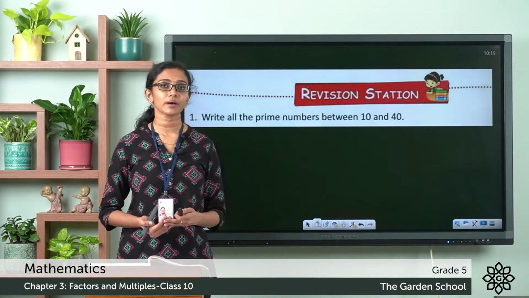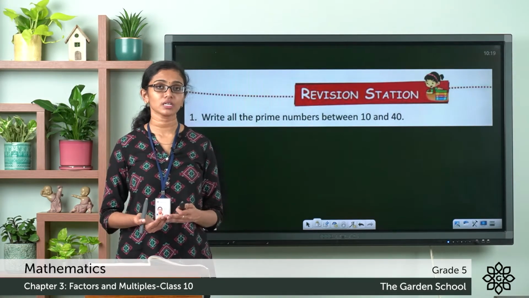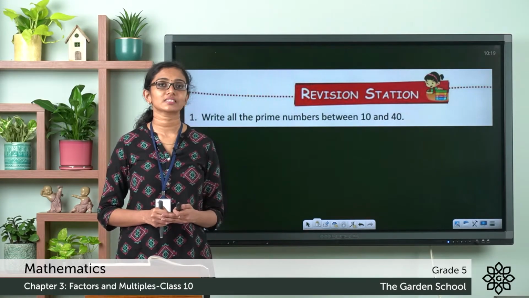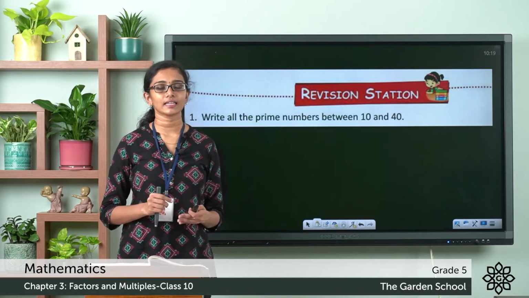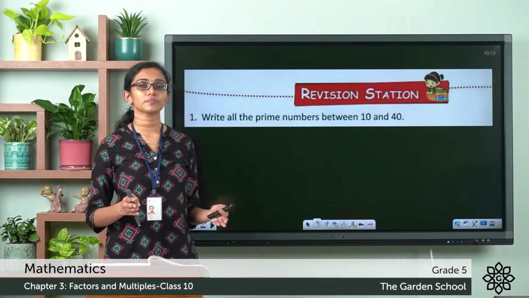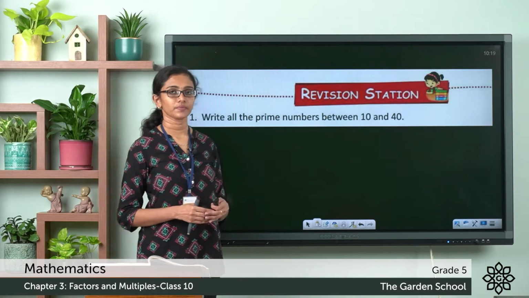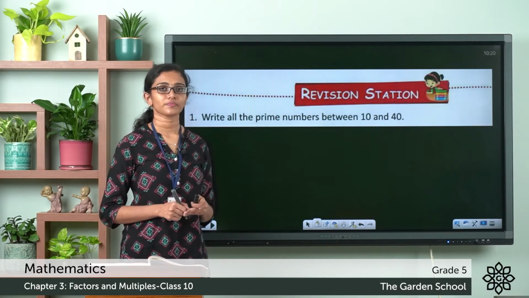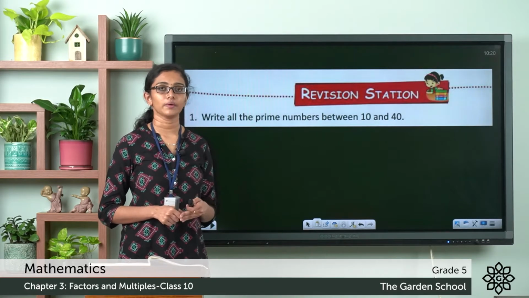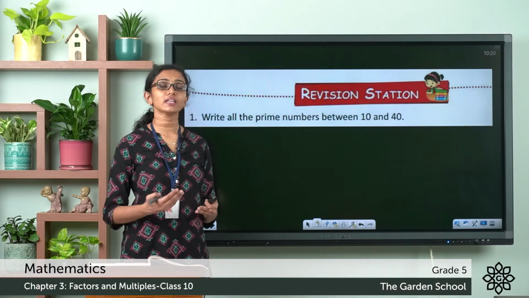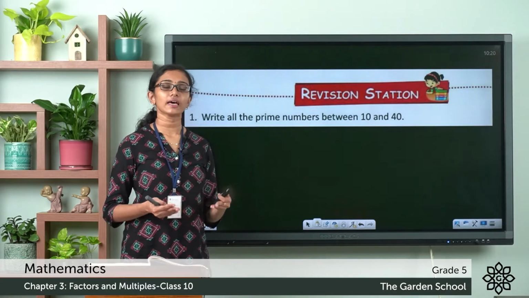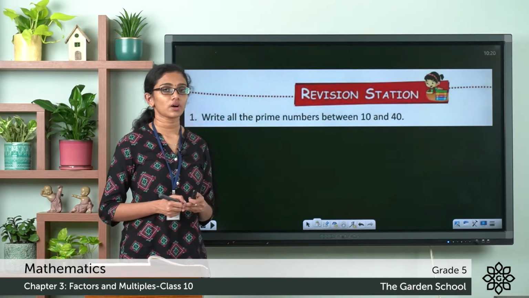So what are prime numbers? Those numbers which have got only two factors. Which are those two factors? The number itself and the number 1. So here you are asked to write all the prime numbers between 10 and 40. So which are those numbers? Is 10 prime? No. 10 is a composite number. Why? Because it has more than two factors: 1, 2, 5 and 10. So 10 is not prime.